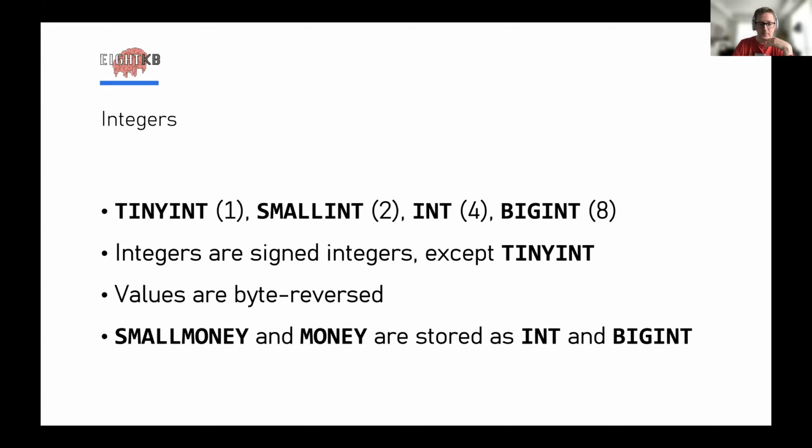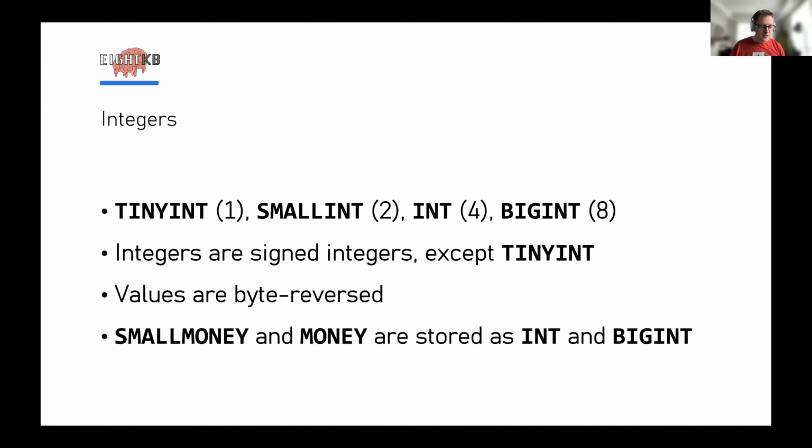And what? Small money and money are stored as int and big int? Really? Yes, really. Small money is 4 bytes, so it's an int. Money is 8 bytes, so it's a big int. If you look at them on disk, they are identical. Yes, there's something in the engine that figures out if you put a $ sign or some sort of currency symbol in front of it, and it's got the default fixed 4 decimal place thing. All that kind of stuff is there in the engine. But when you look at it on disk, there is no difference between small money and int. There's no difference between money and big int. Even the max values, if you take that decimal place out, are identical.